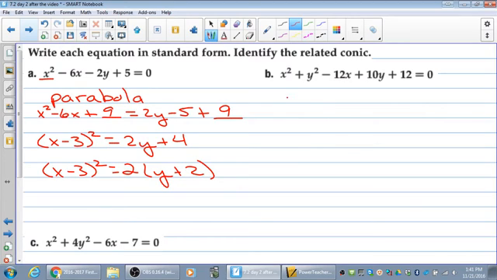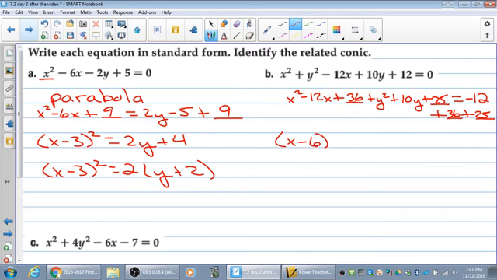Letter b. Let's put the x's together. x squared minus 12x plus something, plus y squared plus 10y plus something, and let's get that 12 to the other side. Plus something plus something. 12 divided by 2 is 6. 6 squared is 36. We're going to add 36. 10 divided by 2 is 5. 5 squared is 25. Now the x's factor into x minus 6, x minus 6. That's where you get the x minus 6 squared. y plus 5 squared, and that's equal to 49.